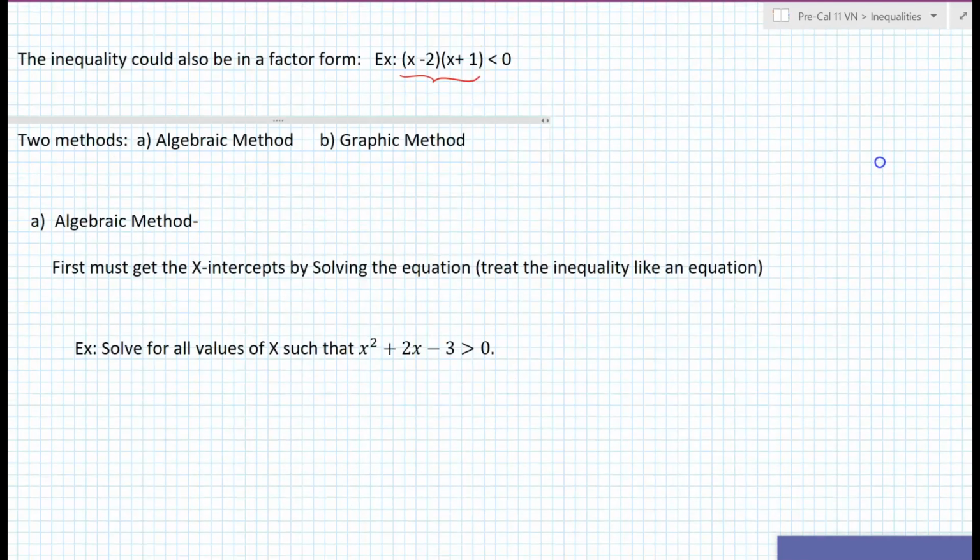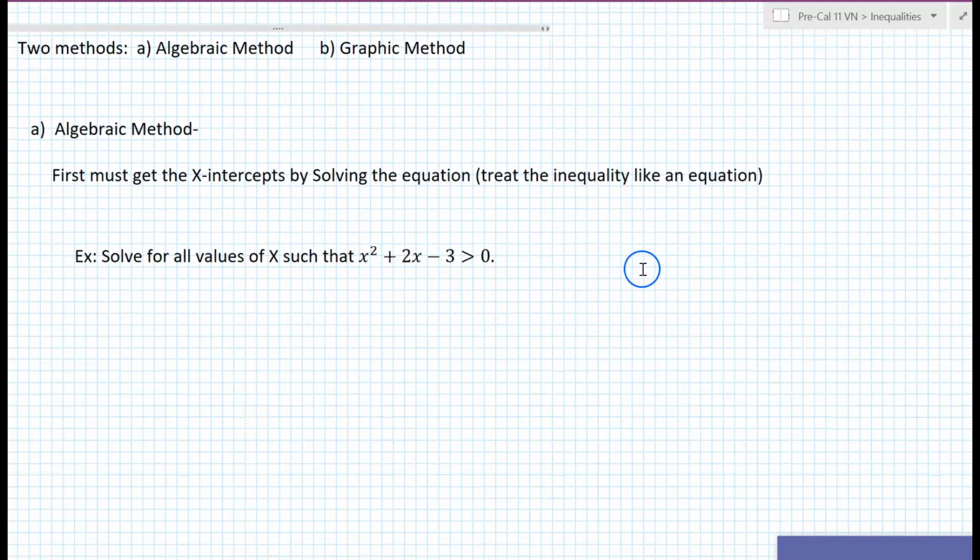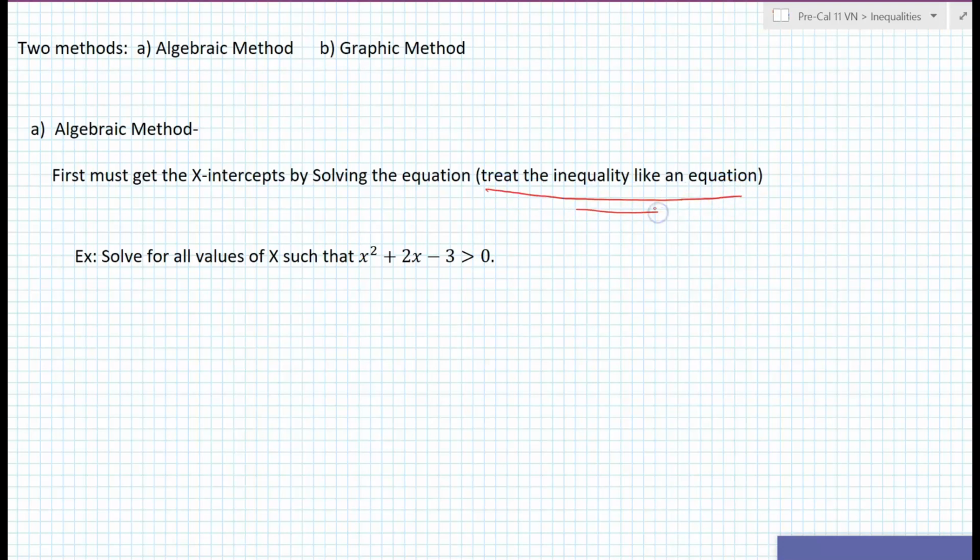We're going to start with the algebraic method. The algebraic method is very simple. Once you have an inequality, you must solve for values of x first, but the first thing you have to do is treat the inequality just like an equation. So this is the crucial part. So let's go through an example and find out how we can do this. So this is the equation, not an inequality anymore. So first thing is I'm going to change the inequality sign.